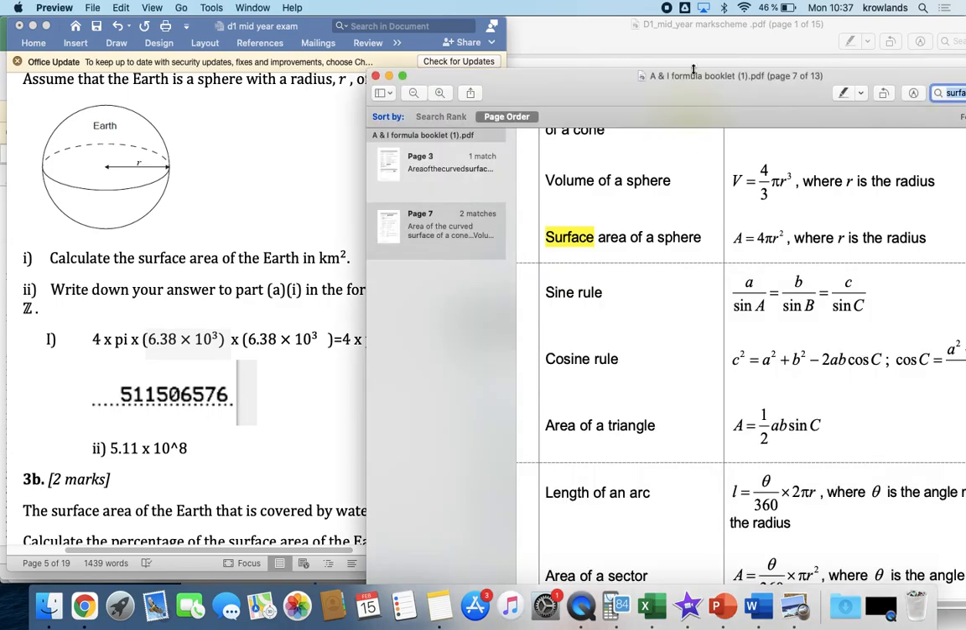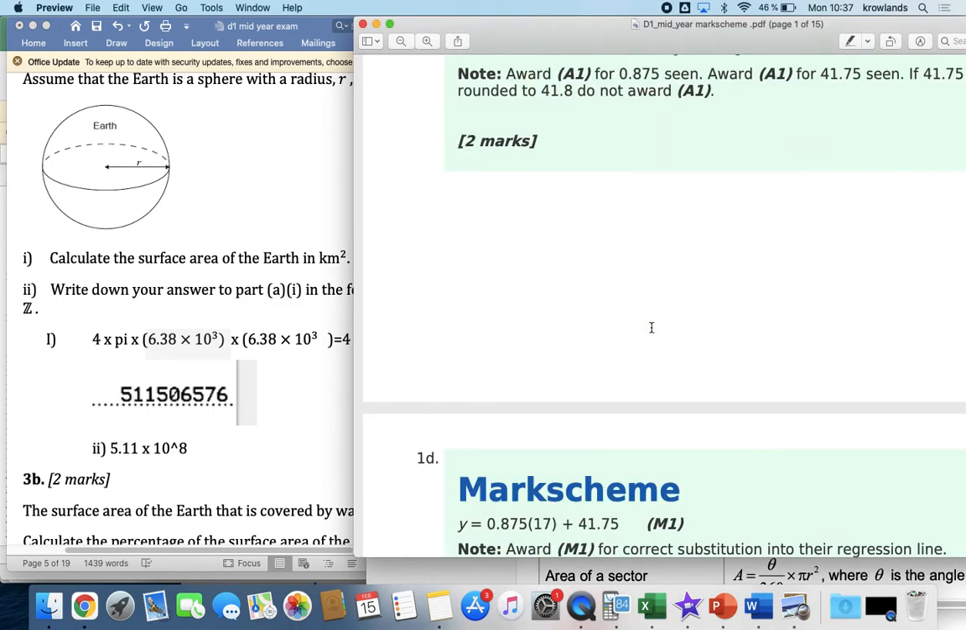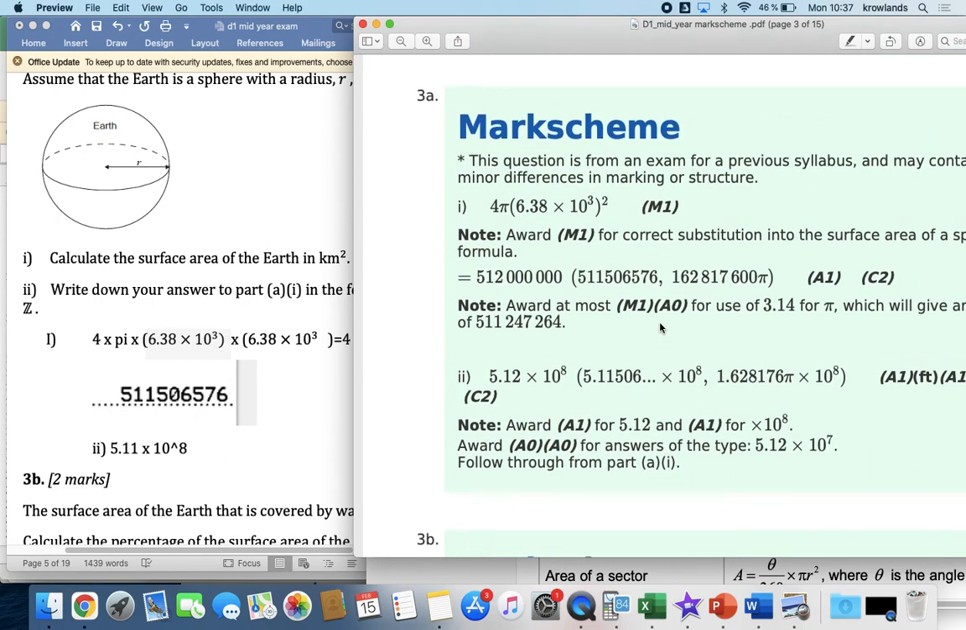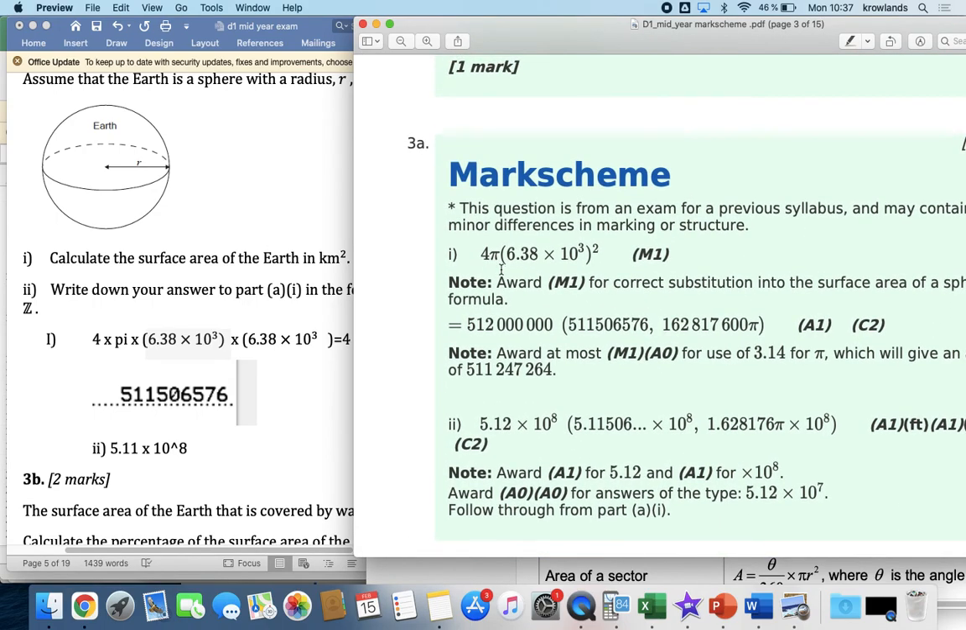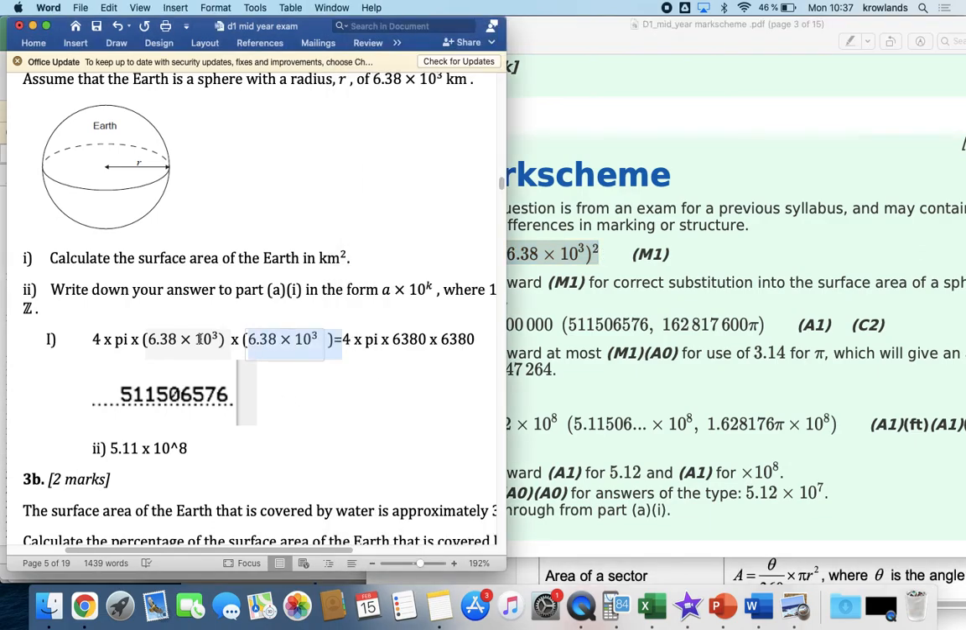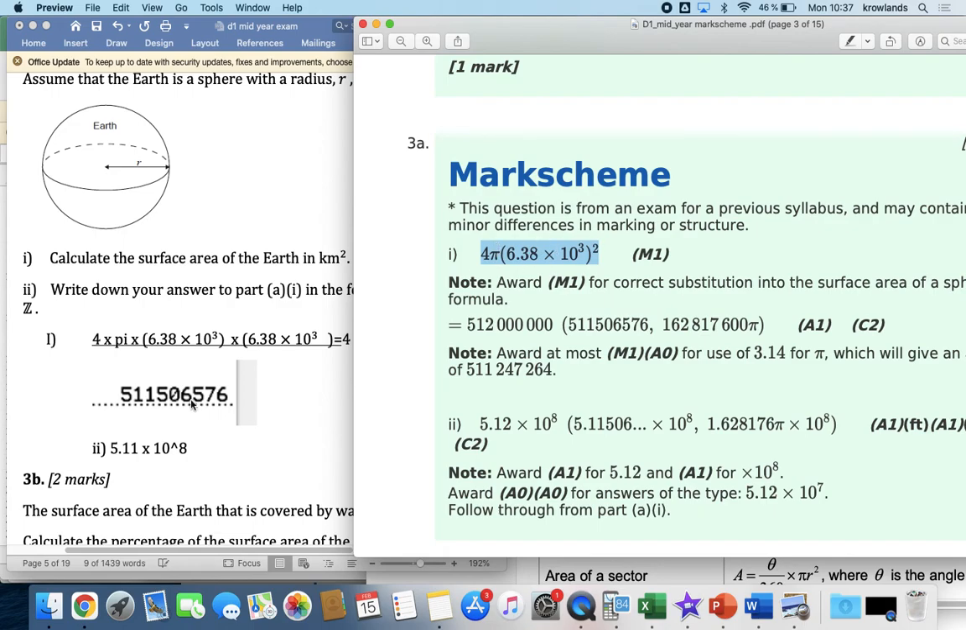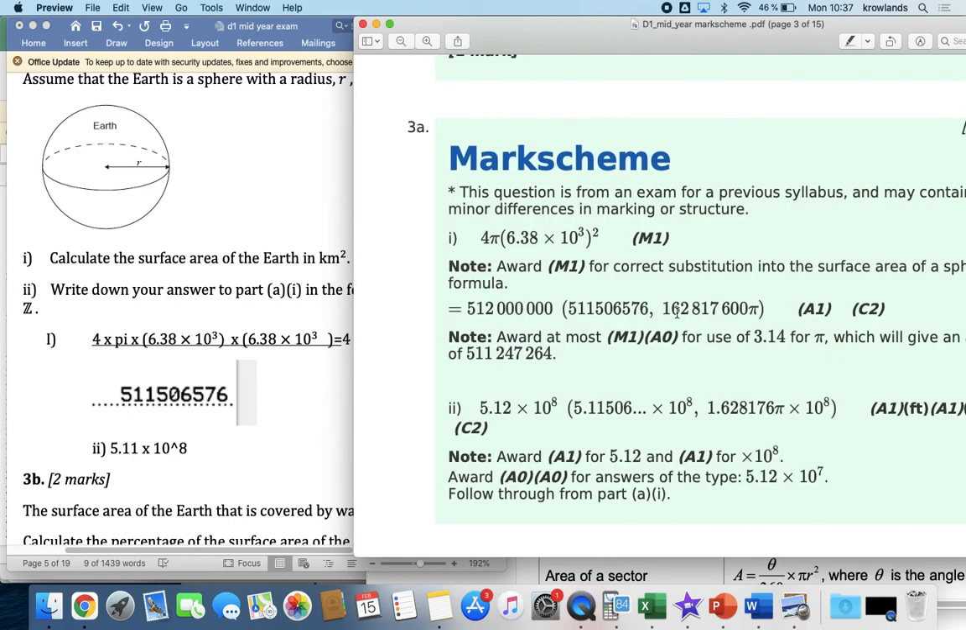Now let's cross-reference the mark scheme. So this is question 3. On question 3, we can see this is what the marks are gleaned for. The first thing is for writing down this equation. Now, it doesn't need to be exactly like this, because what I've written is exactly the same. Then your second mark is for writing the answer. It's allowed you to write it with lots of numbers, or it's allowed you to round it.